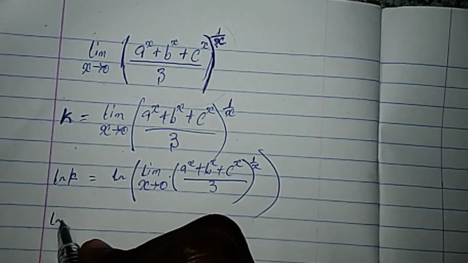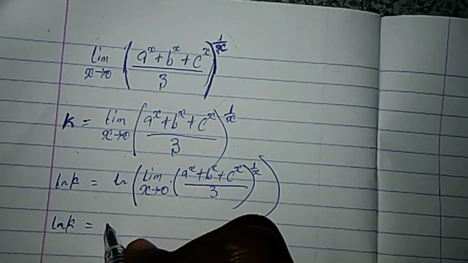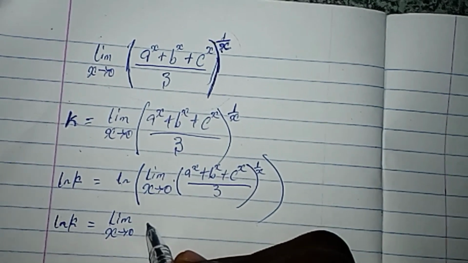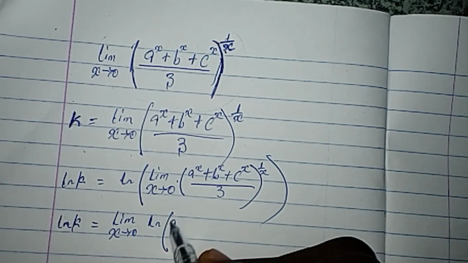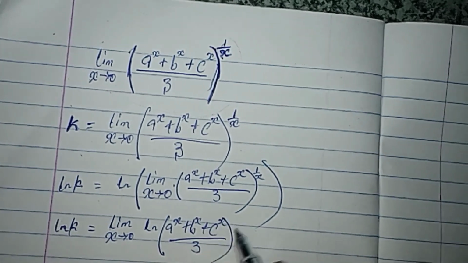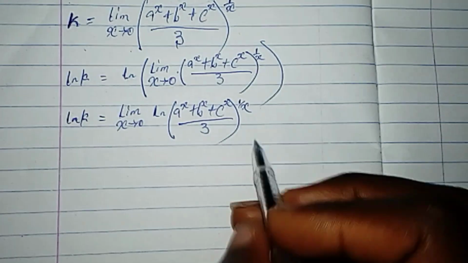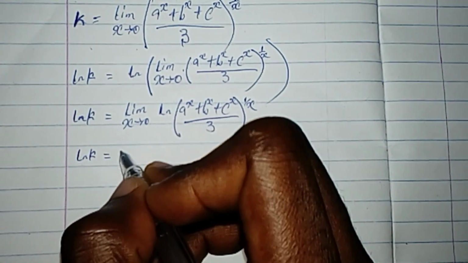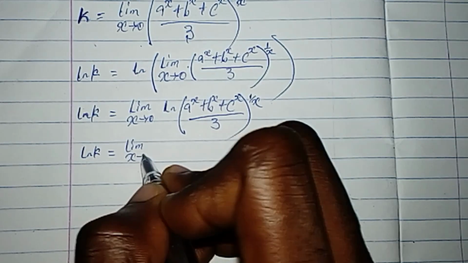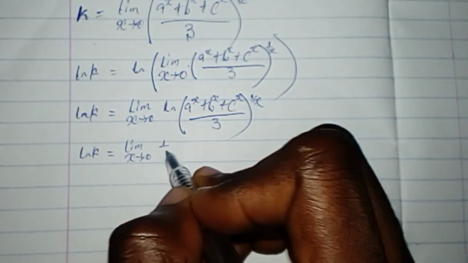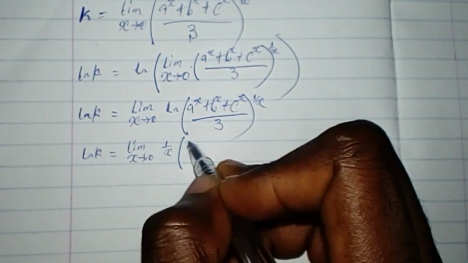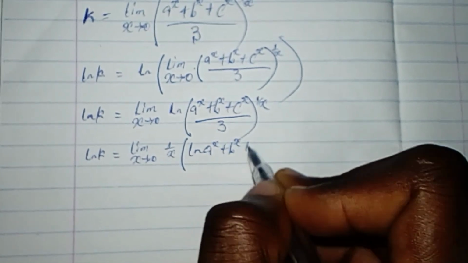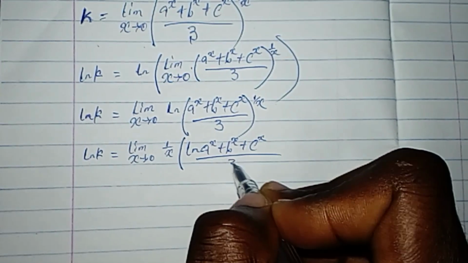It becomes the natural logarithm of k equals the limit as x approaches 0 of ln of (a to the x plus b to the x plus c to the x, over 3) raised to 1 over x. So this is beautiful now. We can take this down, and when we do that, ln k is equal to the limit as x approaches 0 of 1 over x into brackets ln of (a to the x plus b to the x plus c to the x, all over 3).